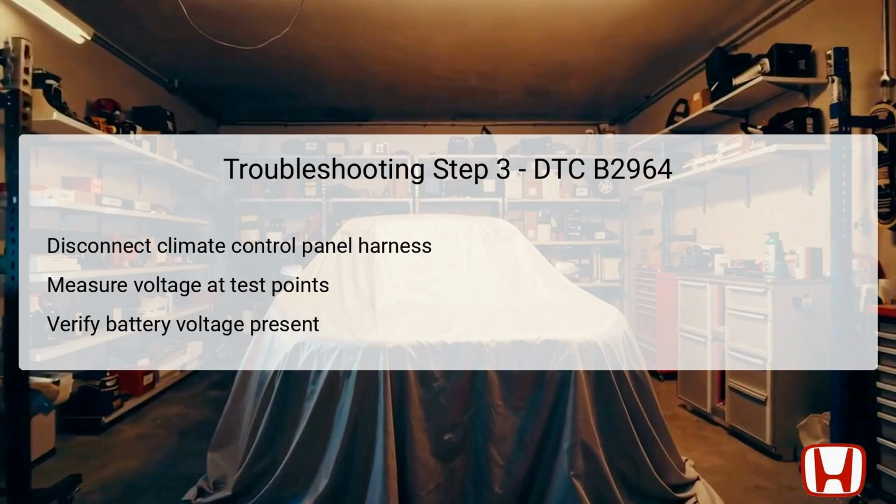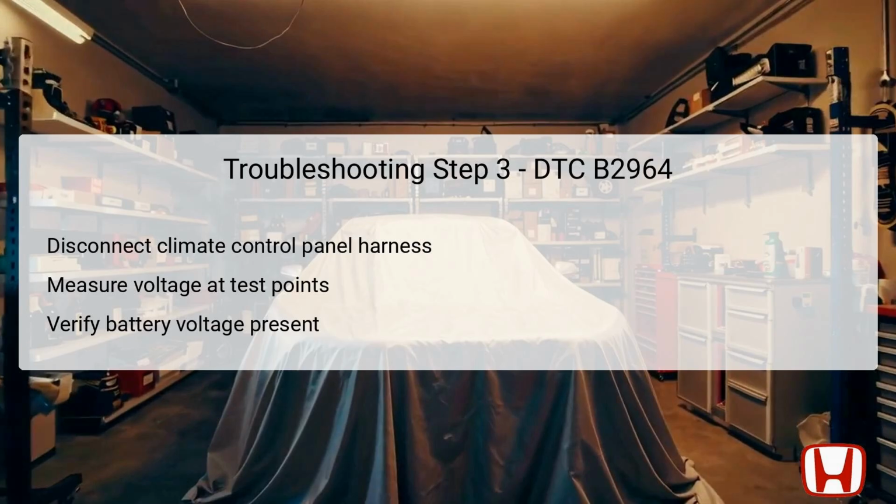For the third troubleshooting step, the first action is to disconnect the climate control panel's 20-pin, 20P connector to isolate it from the circuit. Once disconnected, turn the vehicle to the on position to enable testing conditions. You will need to measure the voltage between two specific test points on the climate control panel connector, point number 13 and point number 19. This is done using a multimeter set to measure DC voltage.